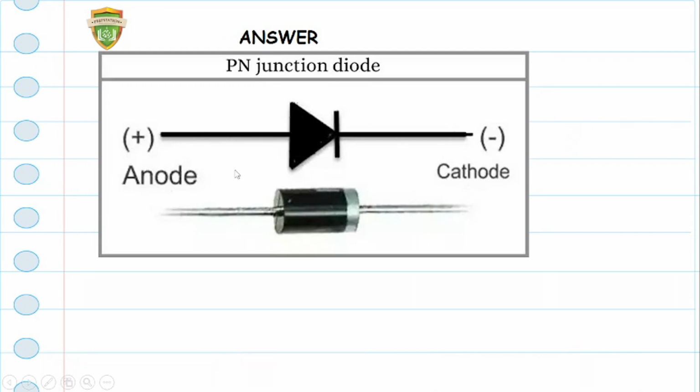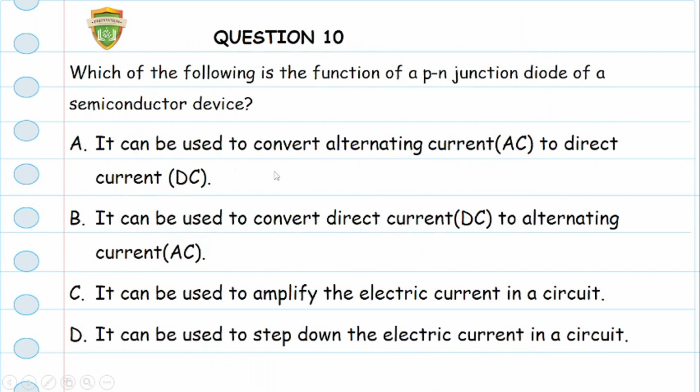So armed with this knowledge, let's go back and see the options we're given. The first option says it can be used to convert alternating current to direct current. The second option says it can be used to convert direct current to alternating current. The third option says it can be used to amplify the electric current in the circuit. And D says it can be used to step down the electric current in the circuit. Now, automatically, we know C and D are wrong because we just said that the job of a diode is to allow the flow of current in one direction. So it's not amplifying or stepping down anything. So these two options are ruled out.